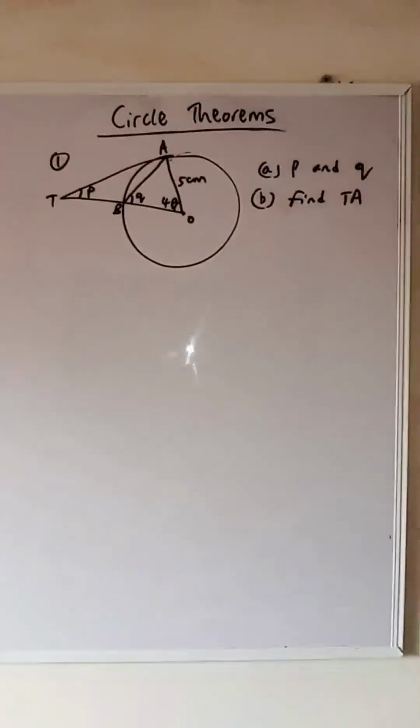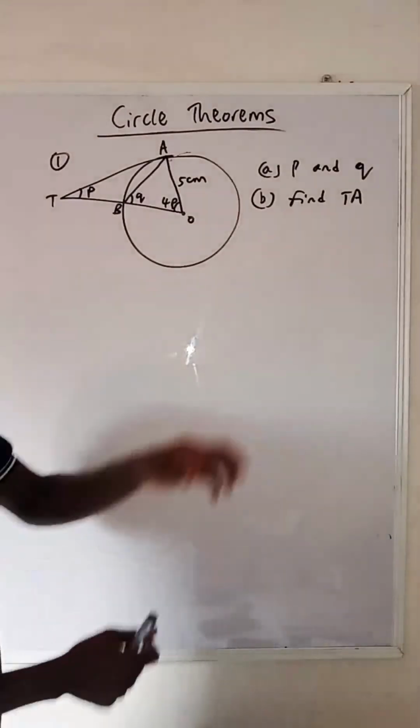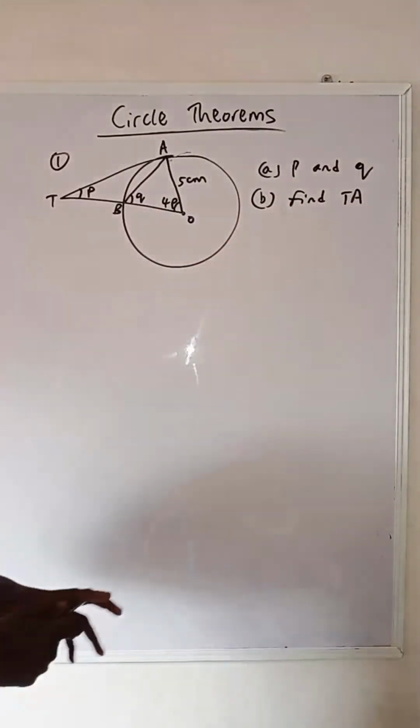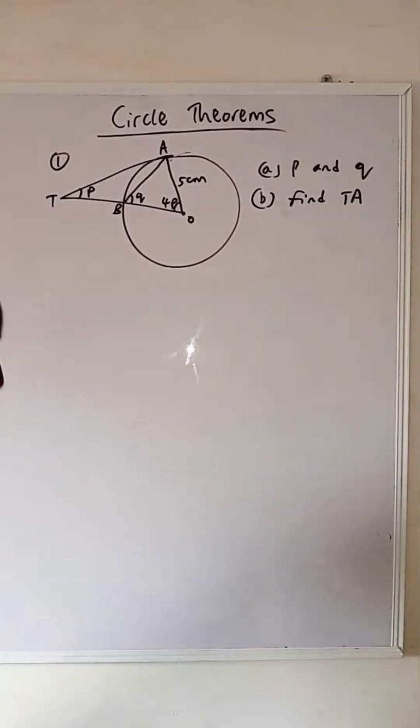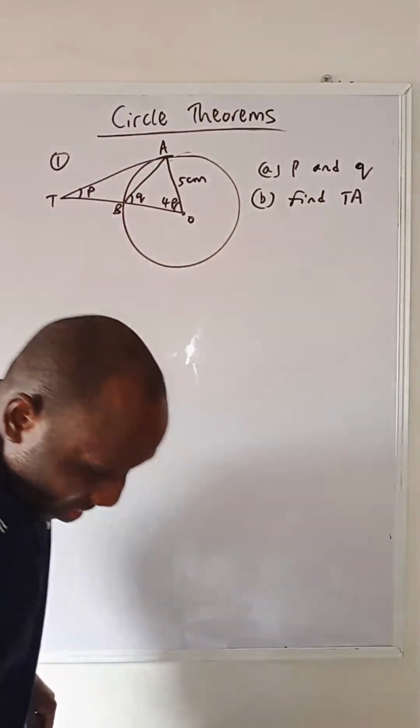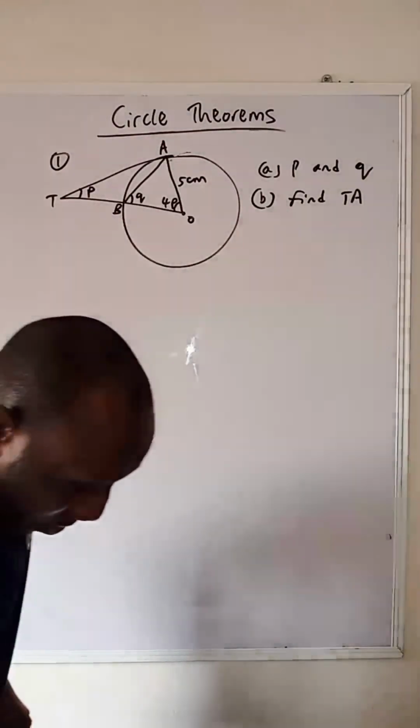Oh, sorry, let me adjust this. Okay, hope it's better now. Let me adjust it. All right. The camera lens sometimes can't focus. Yes, I just readjusted it again.